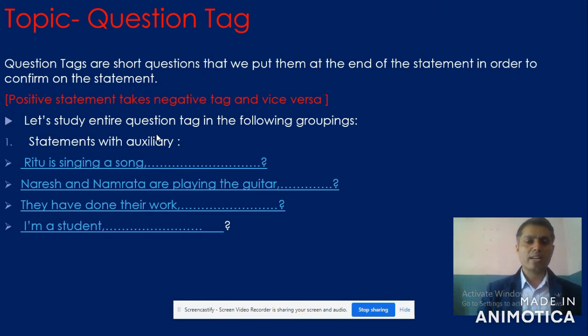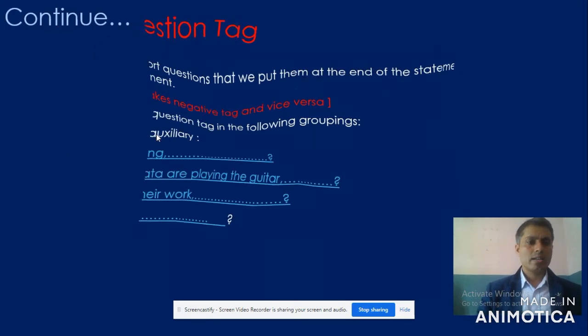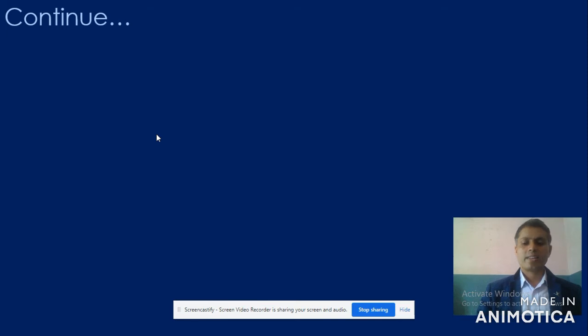Well, now let's jump to the next category. Category number two. Let's have a look. Statement without auxiliary, a little bit complex in comparison to the first one. How can we supply the question tag if there is no auxiliary verb in a given statement? My dear student, now you can also think of it before I display the example sentences.